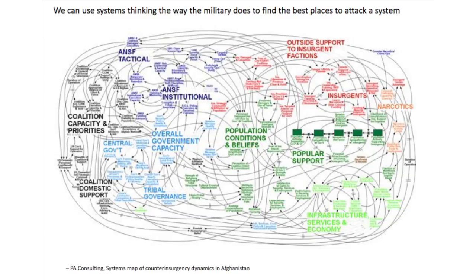But we could use it the way the military does, and I think this is a pretty amazing map of counterinsurgency dynamics in Afghanistan. And if we thought this way, you can see that infrastructure is just a tiny thing over there in the bottom right corner, and everything else, including beliefs and all that, is the domain for thinking about where to attack in this huge, complex problem.